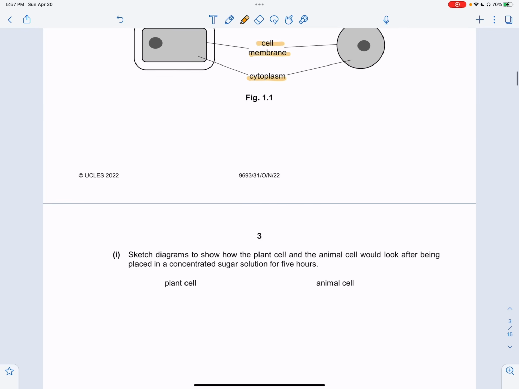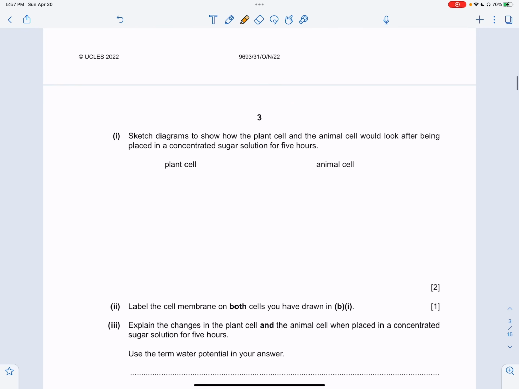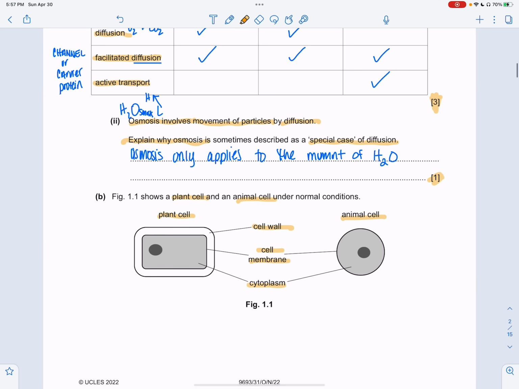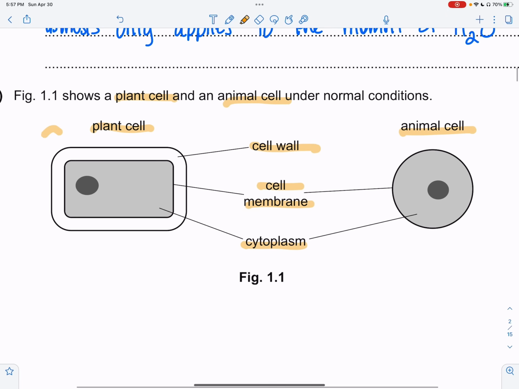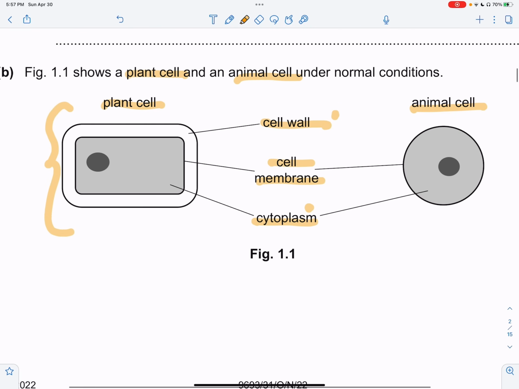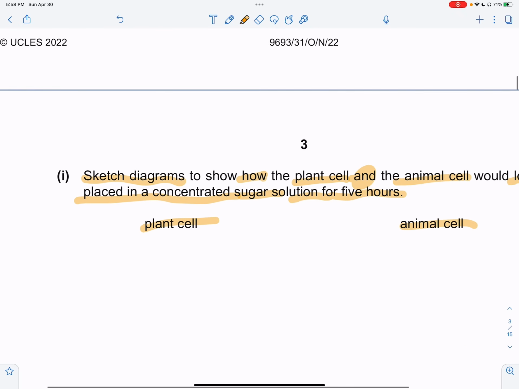On the next page, it says sketch diagrams to show how the plant cell and the animal cell would look after being placed in a concentrated sugar solution for 5 hours. We're going to want to include just the basics of what they have here, which is the cell wall for the plant, cell membrane for both, and then essentially what the cytoplasm would look like. But we're not going to use any shading. In mine, I also did include the nucleus for both of them, just where that would be.